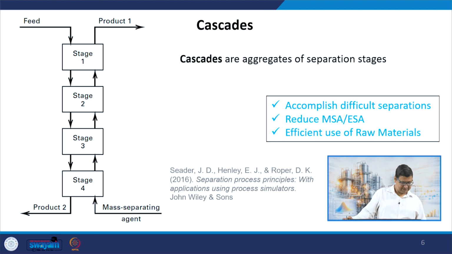Okay. So next, we come to the idea of these cascades, which are basically aggregates of separation stages, right? In the earlier class, we discussed sequences of separation stages, but there the idea was to separate multiple components of the mixture. In this particular case, we don't want to separate multiple components. We are using multiple stages just to make the separation process more efficient, so to speak. That's the fundamental difference between the sequences that we defined in the last class and the cascades that we will discuss.